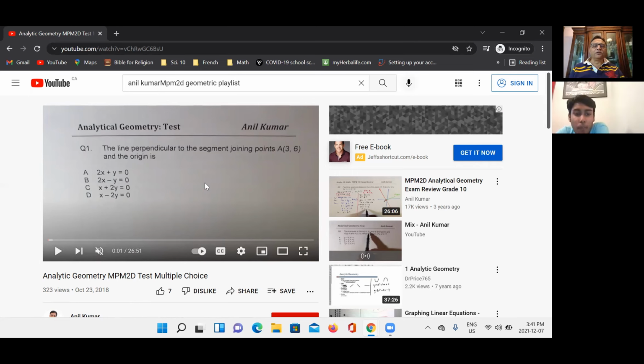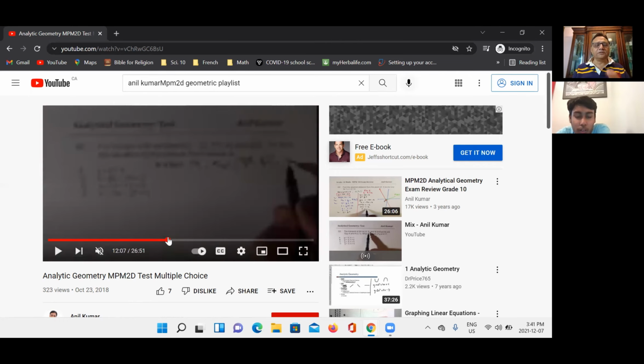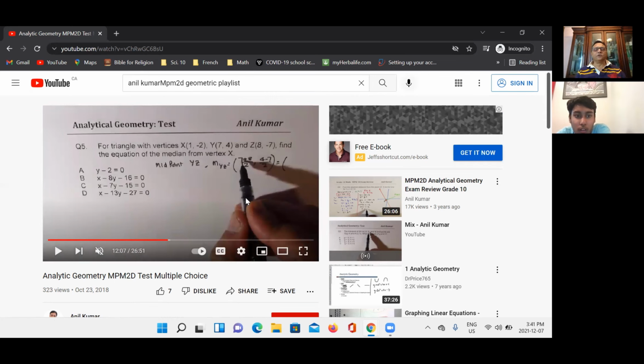Yes, sir. Now you can go to the middle part of it for now. Later on, you can go through all these questions one by one. Yeah, somewhere in the middle. Yes. So can you read this question? For a triangle with vertices X, Y, and Z, find the equation of the median from vertex X.